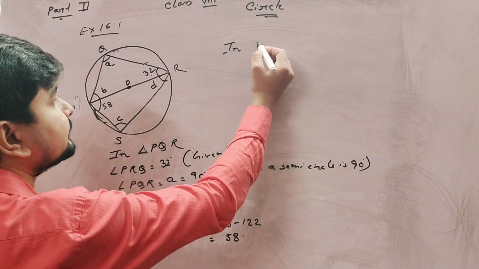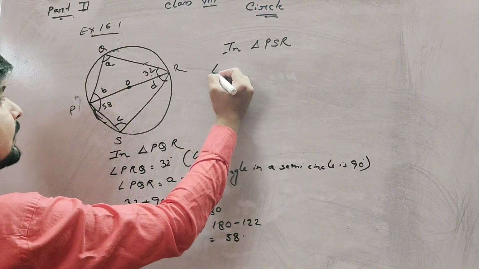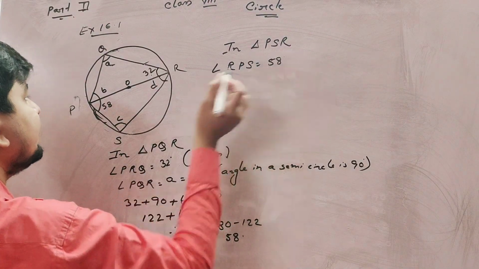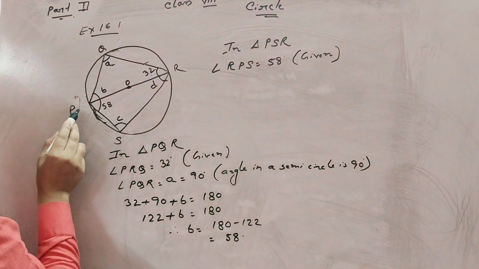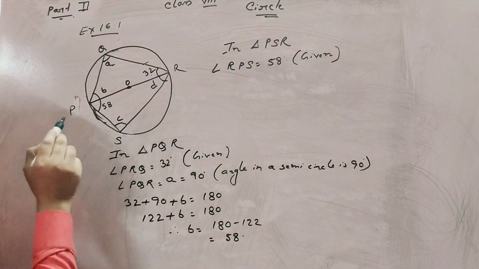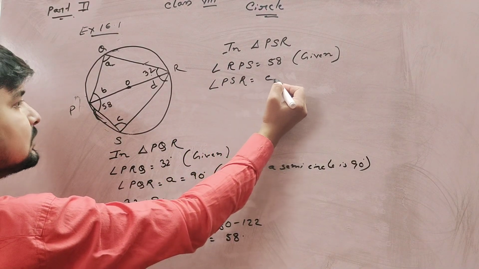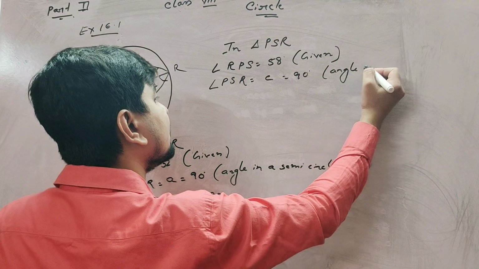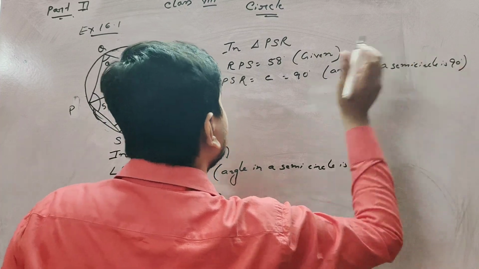Now it's time for triangle PSR. In triangle PSR, angle RPS equals 58 degrees, given. Again you see PR passes through the center, and S, that is angle C, touches the circumference. So angle PSR, which is C, equals 90 degrees. Same reason: angle in a semicircle is 90 degrees. Done.